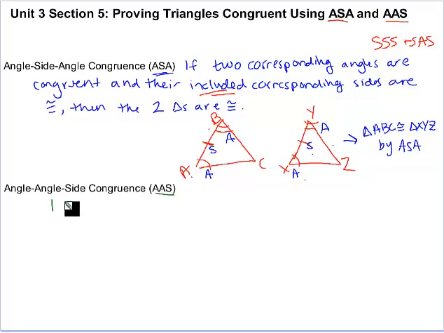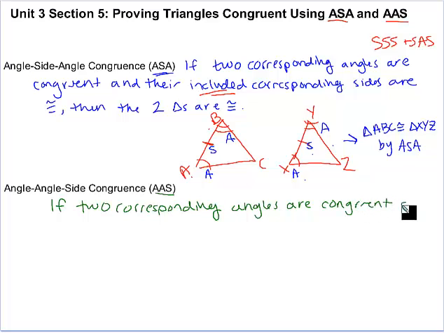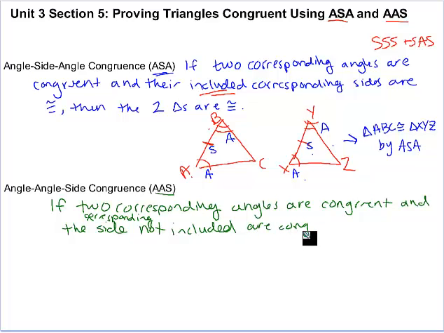All right, the other way we can also prove triangle congruence is by angle, angle, side. Angle, angle, side says if two corresponding angles are congruent, and the side not included and the corresponding side not included are congruent, then the two triangles are congruent.